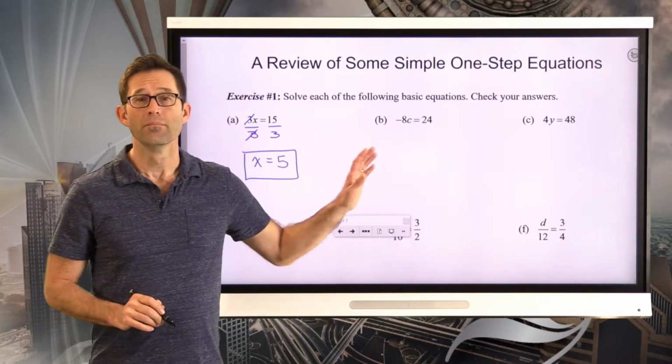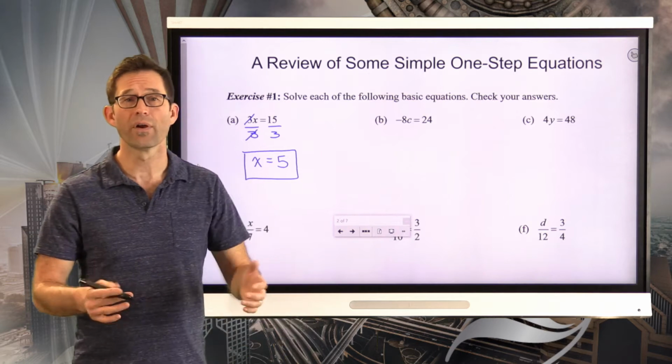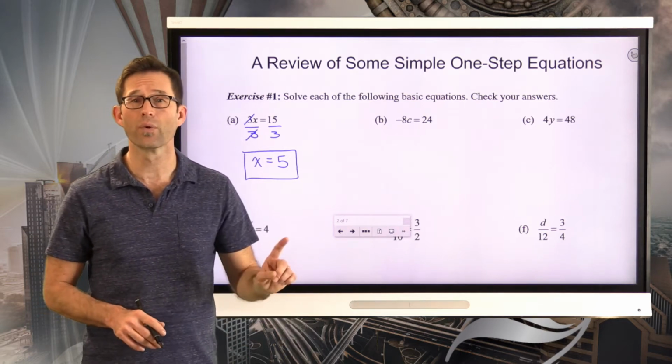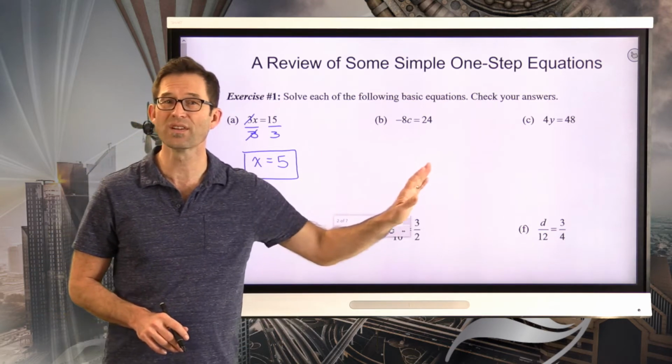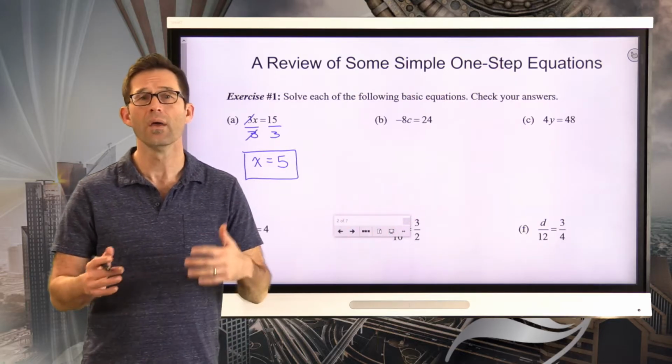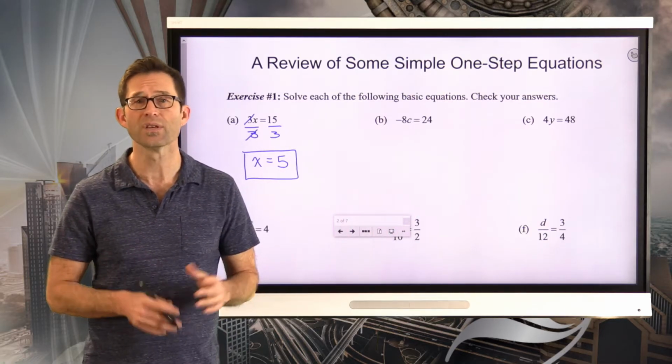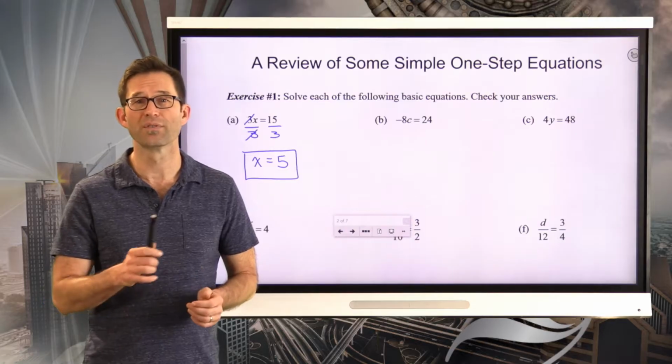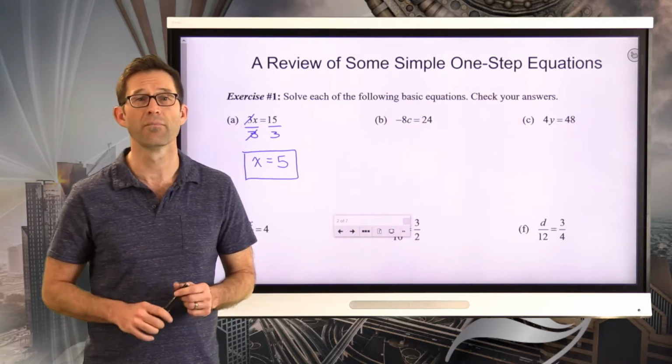Both letter B and letter C are very similar, so why don't you pause the video really quickly. I know letter B involves a negative, so keep in mind the rules about multiplying and dividing negatives. I think you'll be able to figure out both B and C. Go ahead and pause the video now.